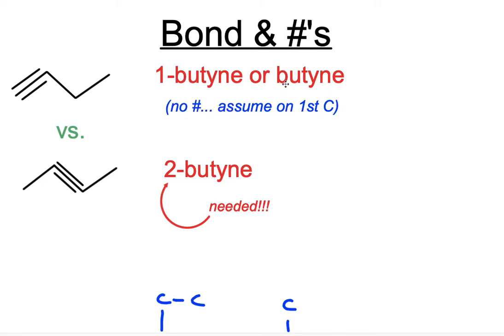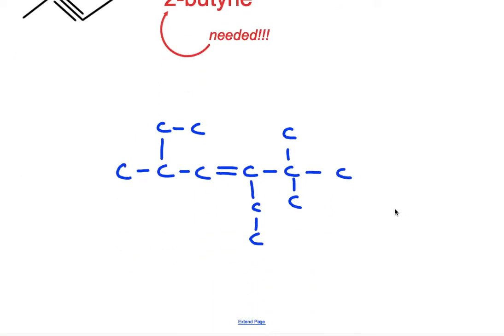Okay? The second one, the carbon that is 2 and 3 is holding the double bond. This has to be number 2. If you start from here and you say 1, 2, 3, 4, or 1, 2, 3, 4, it doesn't matter. But it's 2-butene, you need to have the 2 because it's not on the first. Very important.